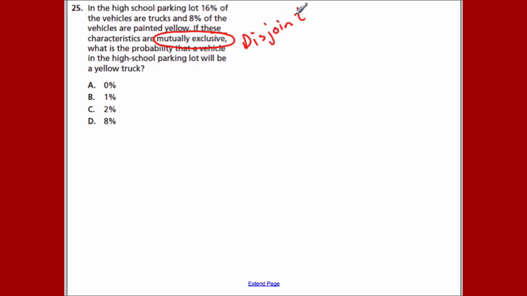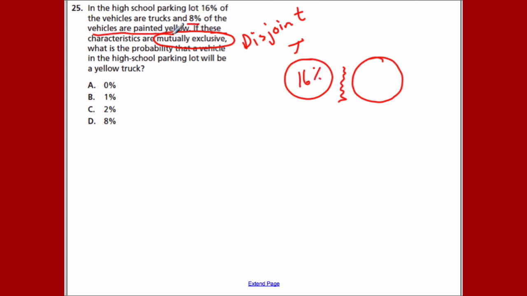events. What those 2 words mean, mutually exclusive or disjoint, however you'll see it on the test, means that if we draw a Venn diagram, we have 2 separate events with no overlap. In other words, we've got 16% of the vehicles are trucks. So here's trucks, and there's 16% that are trucks. 8% of the vehicles are painted yellow. So yellow is 8%.